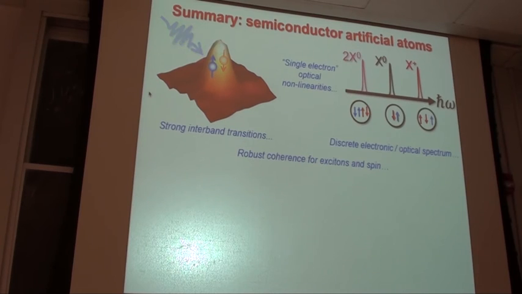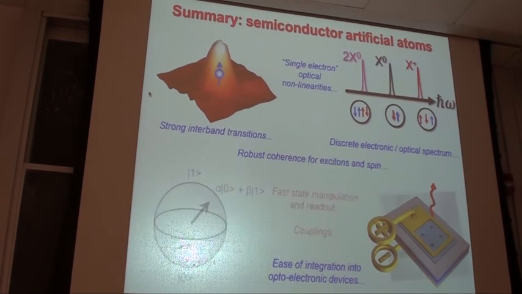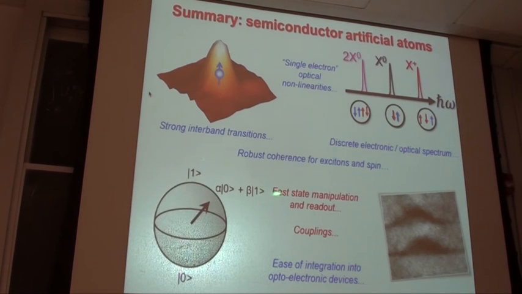I'm going to show you today some measurements on exciton spin coherence. And for later on in my talk, you can embed these things in devices. You can use the Stark effect to control their properties. You can use optical pulses to do the ultra-fast state manipulation on the Bloch sphere.